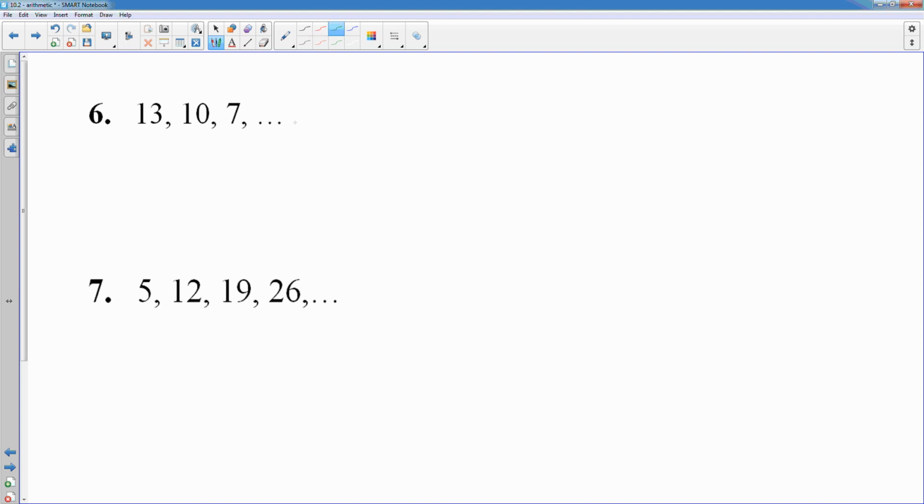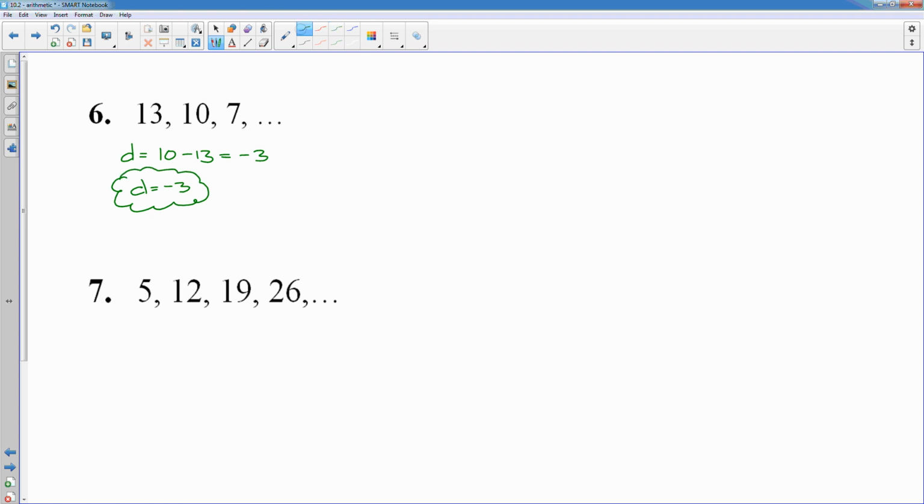Looking at, say, number 6 here. First thing I want to do is identify my common difference. My difference is, you pick any two terms and you subtract them. So I'll do 10 minus 13. So I know my common difference is negative 3. So I'll kind of put that on hold for a second.